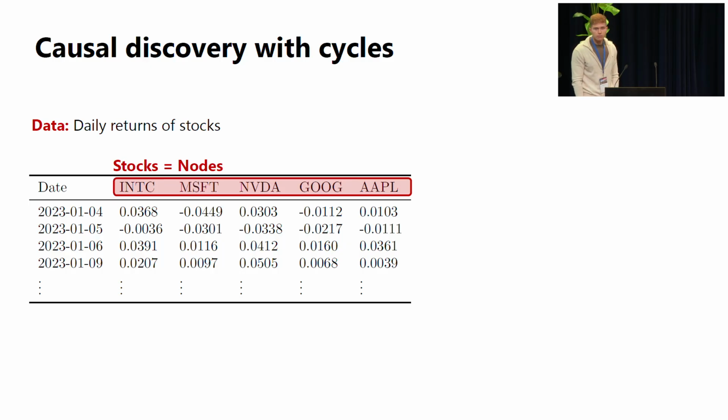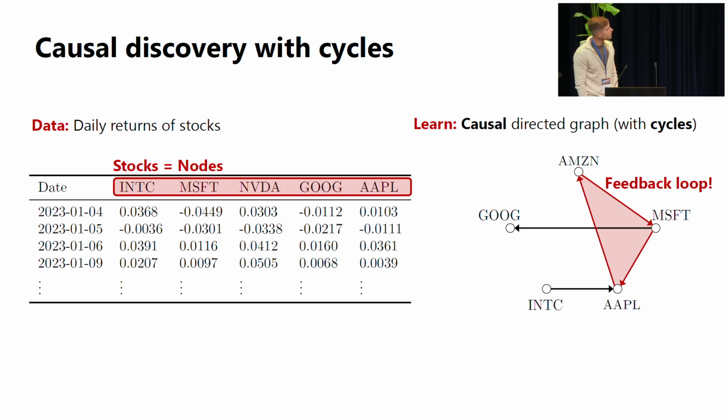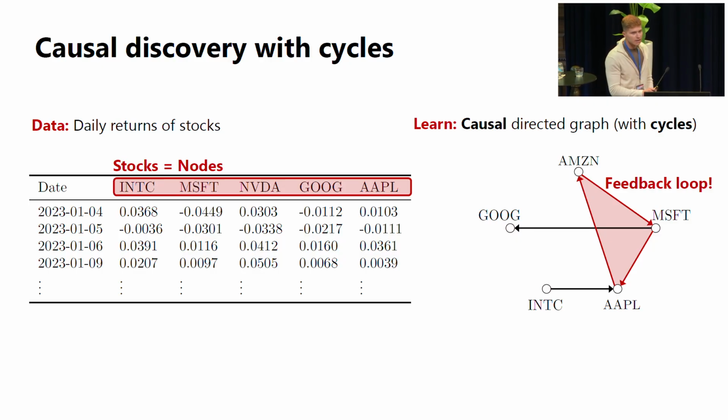So I will start with a motivating example. Let's say that we have a data set consisting of daily stock returns. In this context, the stocks are basically the nodes of the graph that we want to learn. So our goal is to learn some edges between the stocks that represent the causal influence between them. And we relax the typical assumption of acyclicity that exists in causal discovery by allowing for cycles.